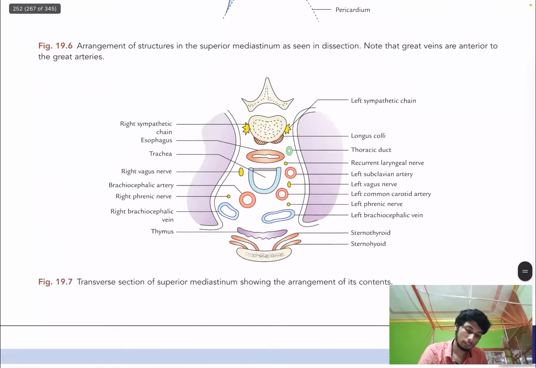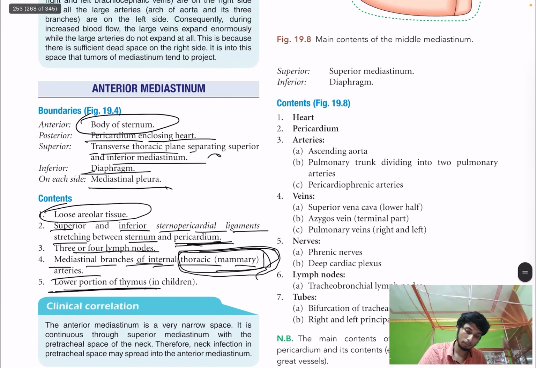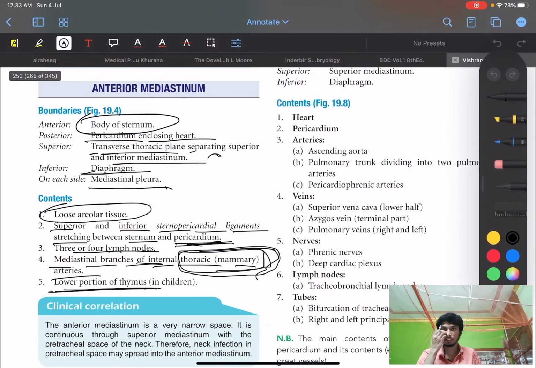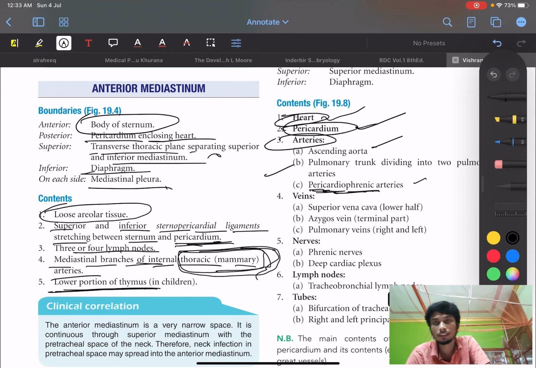Let's discuss the contents here. The middle mediastinum has the most number of contents, and that's also the largest part. Middle mediastinum contents: first is the heart, and we all know the pericardium, the cover of the heart. The arteries: ascending aorta, pulmonary trunk, pericardiophrenic artery. Remember this. Cardio means the arteries that supply the heart itself, and phrenic means the arteries that supply the diaphragm.